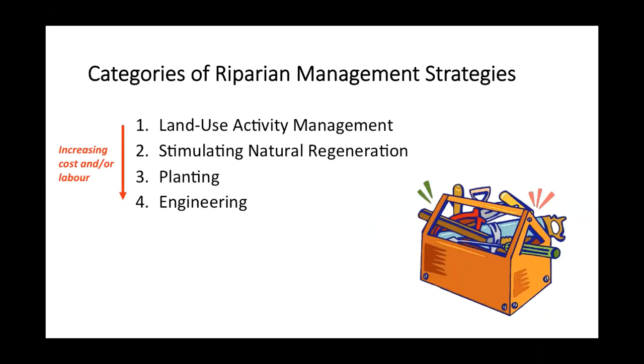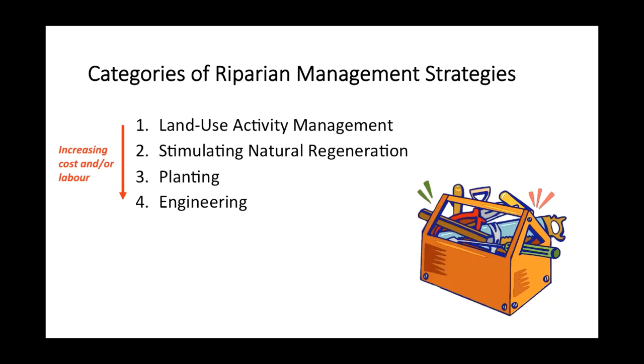And I've categorized them into these 4 general broad categories that we were focusing on. First category is land use activity management. So that's managing existing activities that are happening in riparian areas, whether those are grazing, recreation, cropping, any beaver activities, anything like that. Those are things that Noreen mostly focused on last class.